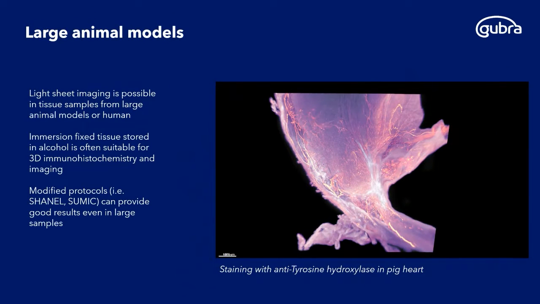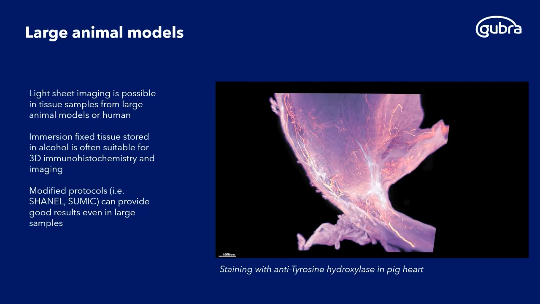So I have so far discussed mouse and a little bit of rat imaging, but light sheet imaging is possible also from tissue biopsies from larger animal models or even from patients. And in this case, of course, you can have perfusion fixation, but fortunately light sheet imaging also works when a sample is immersion fixed in formalin, for instance.